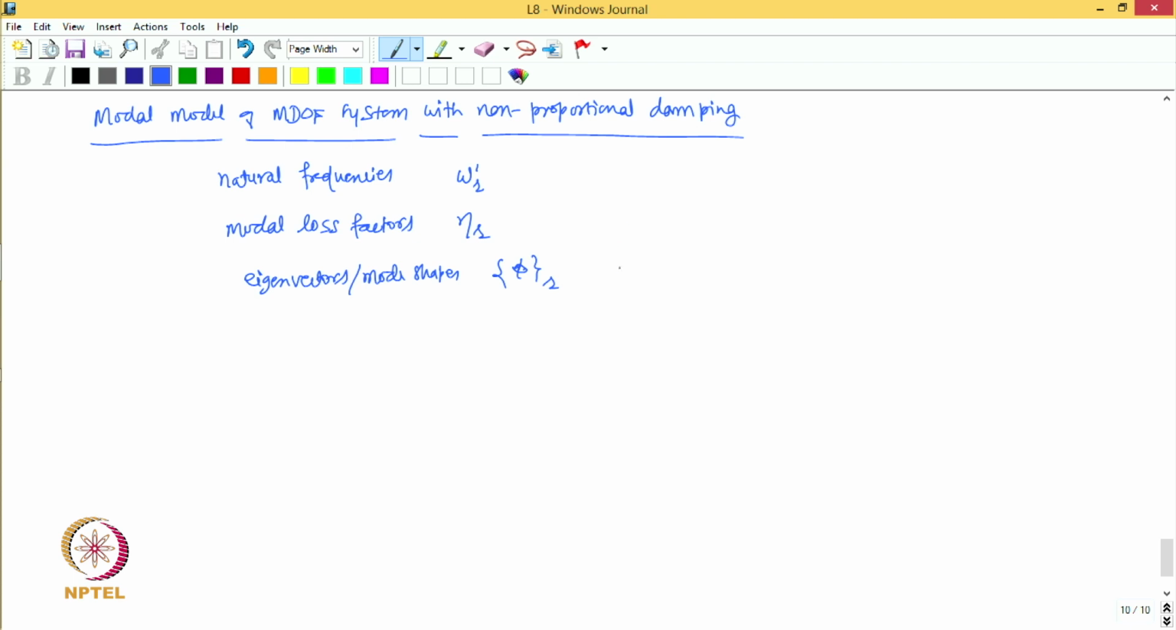So, these of course are for r equal to 1 up to n. So, one thing has to be kept in mind, that this omega r dash is different than the omega r we got for the system with proportional damping, which is the same as the natural frequency of the undamped model. So, that is different, and these eigenvectors are complex.